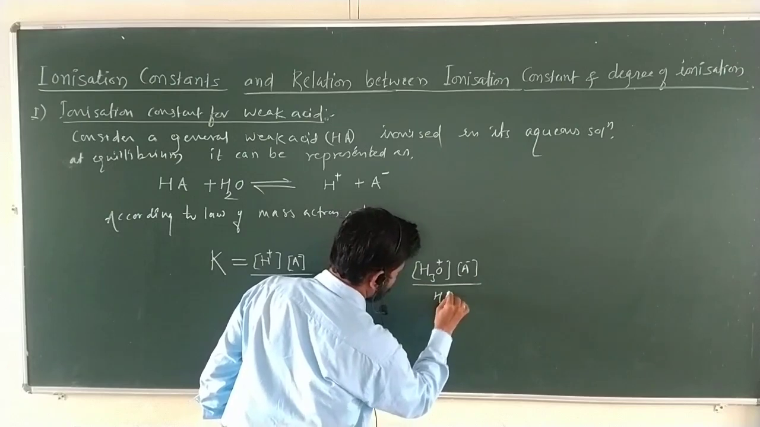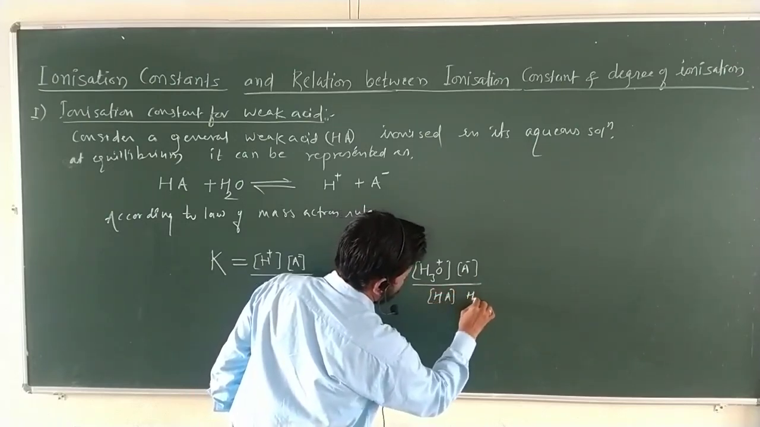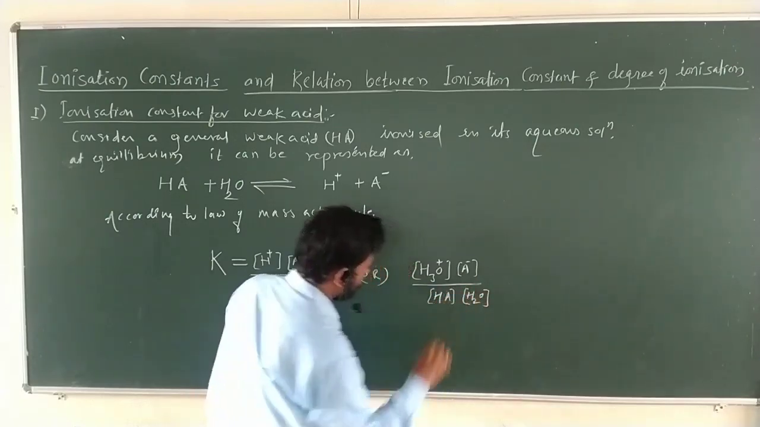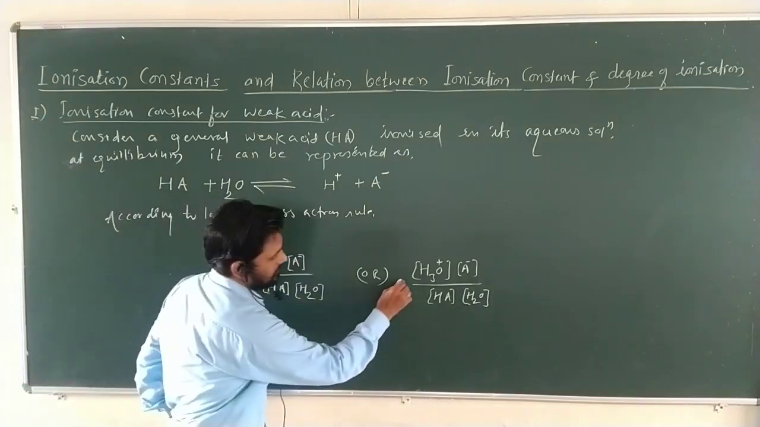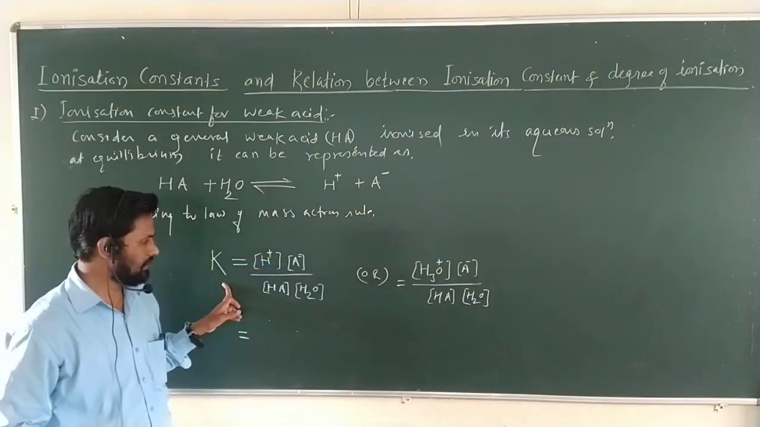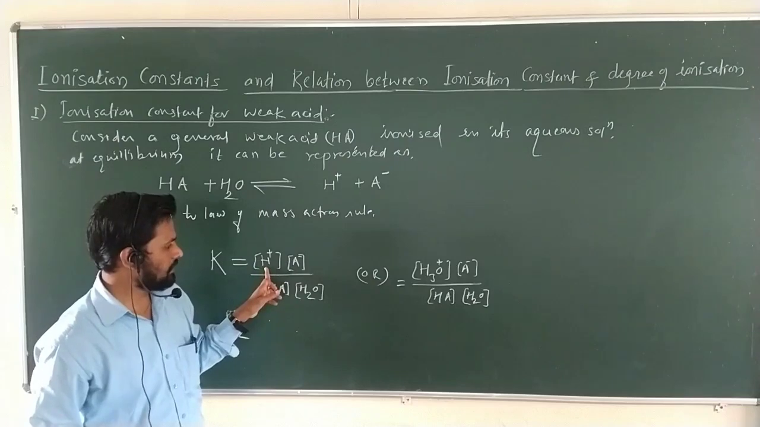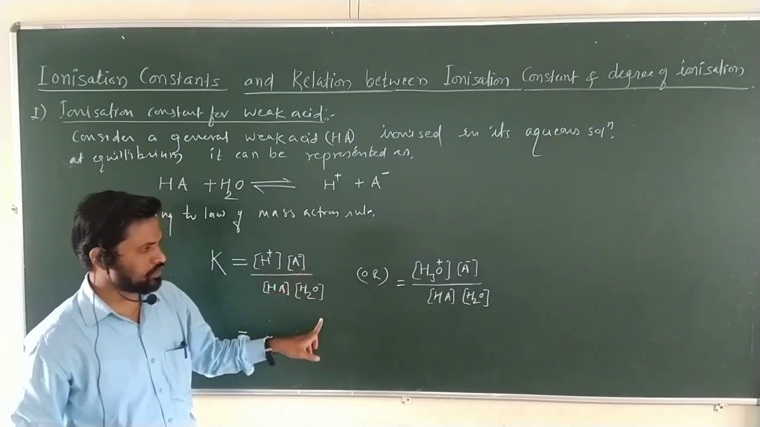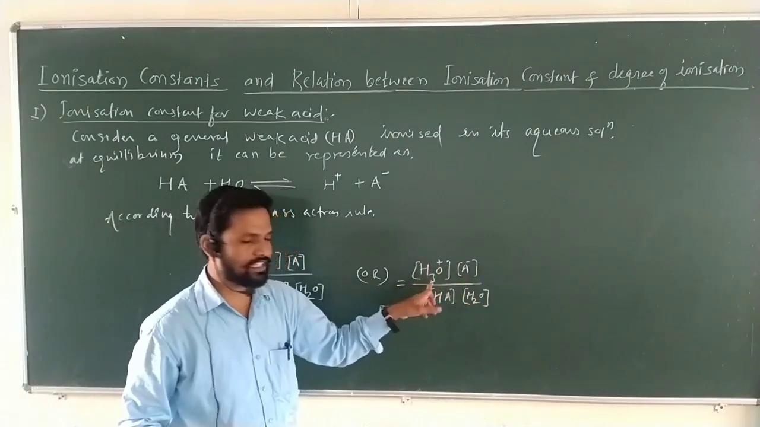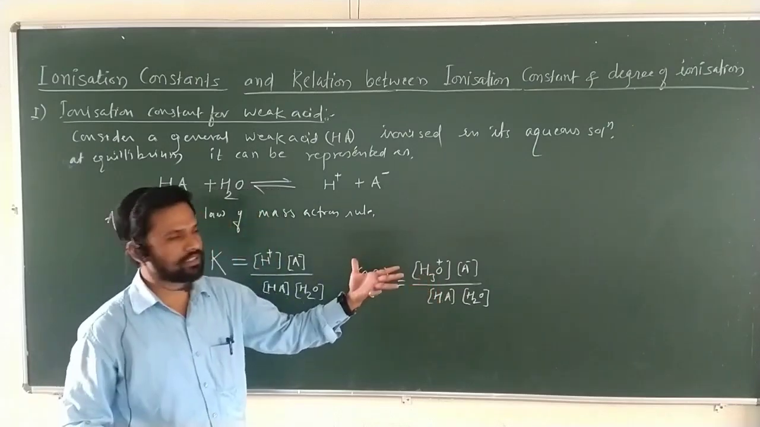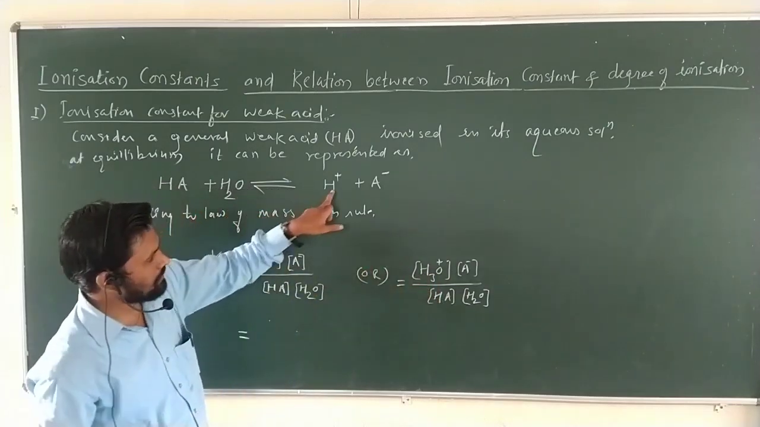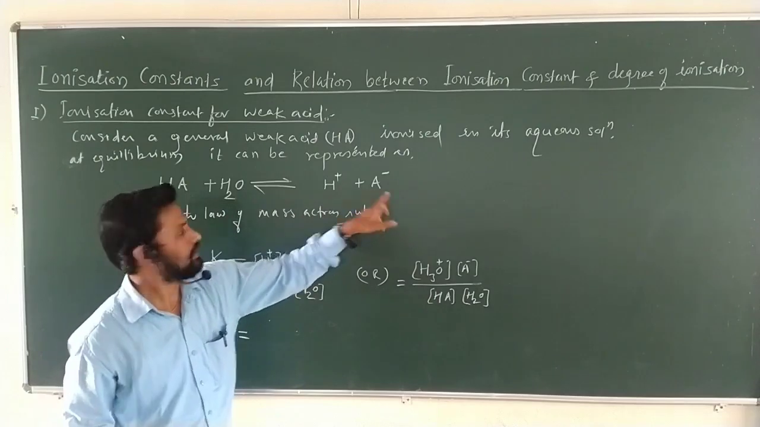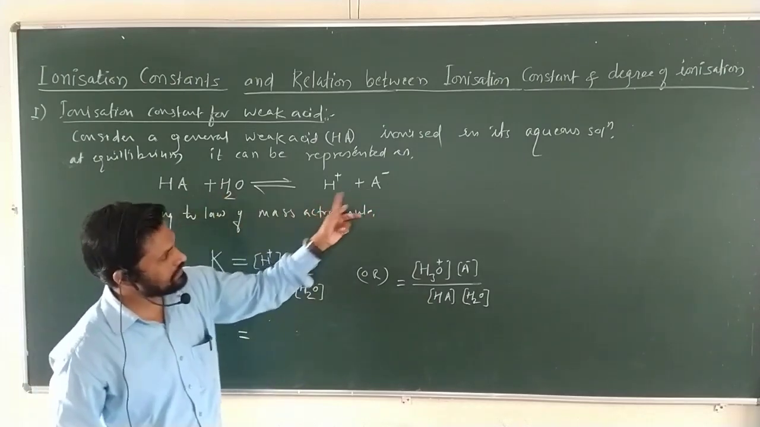Likewise, here you have to understand, in some books it is written like this: K equal to H plus A negative over HA, H2O, H3O A negative. What is this H3O? This H3O is nothing but H2O here. It forms H plus and A negative. Here is the ionization of HA into H plus and A negative.